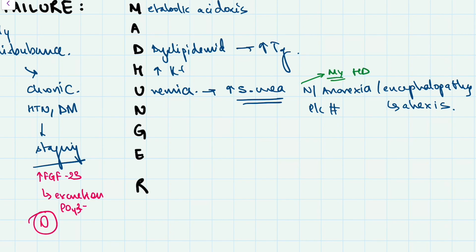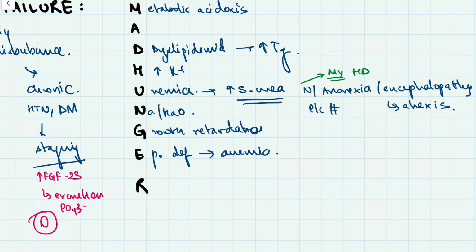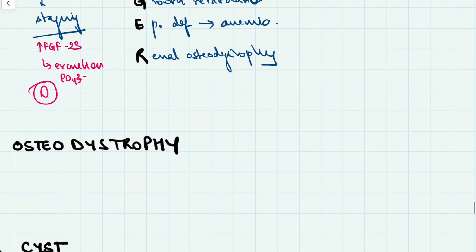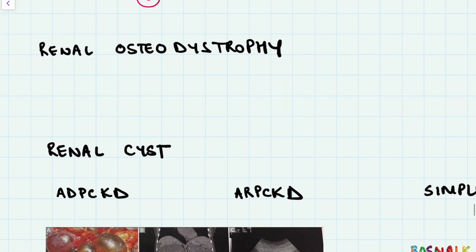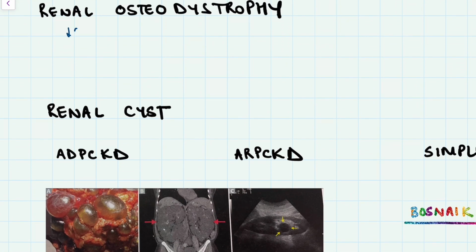Then sodium and water retention, growth retardation, erythropoietin deficiency, because the kidney is responsible for secreting it, and as a consequence there would be anemia. And finally, renal osteodystrophy. So in renal osteodystrophy, what happens is that there is hypocalcemia and hyperphosphatemia in the later stages, because in the early stages it is usually normal.